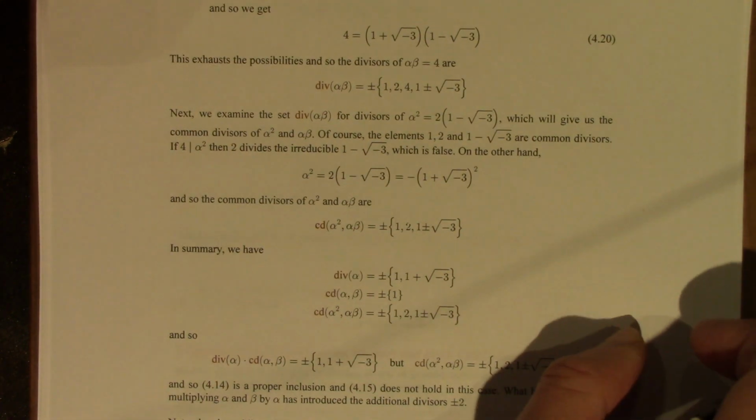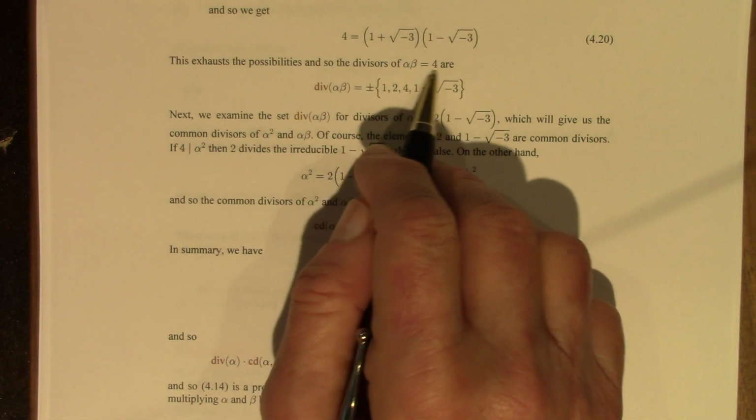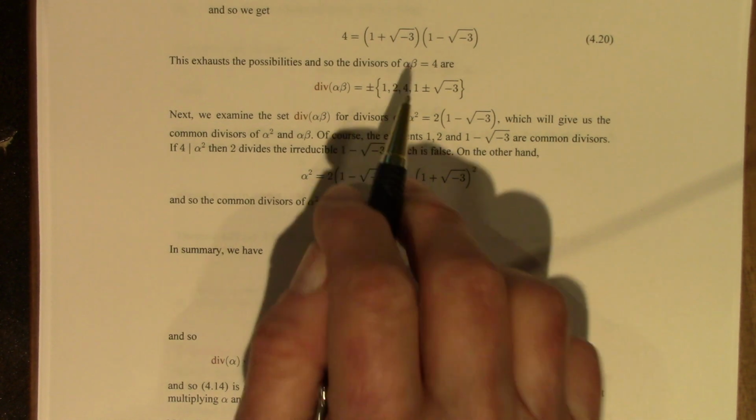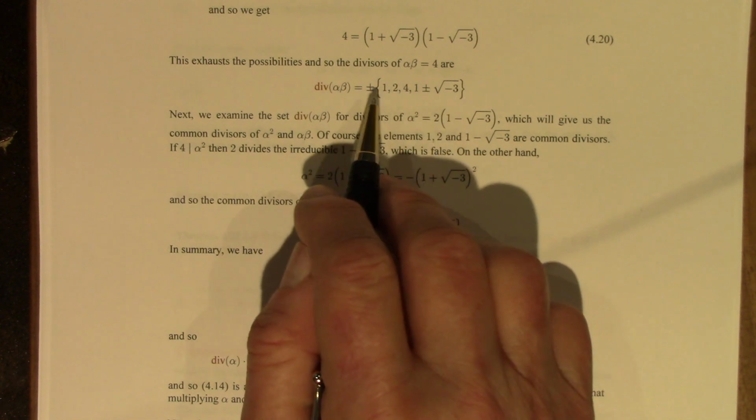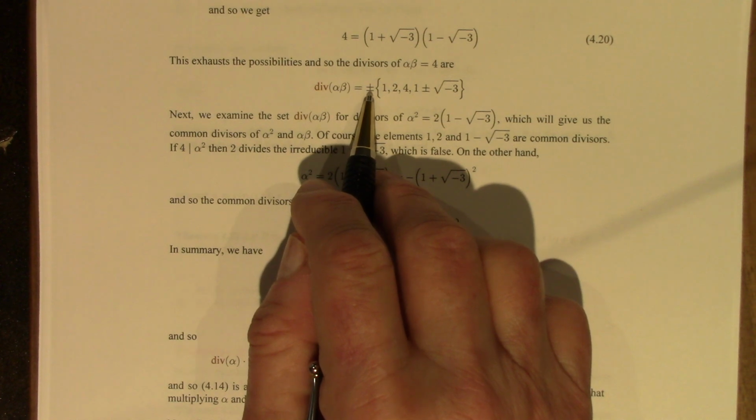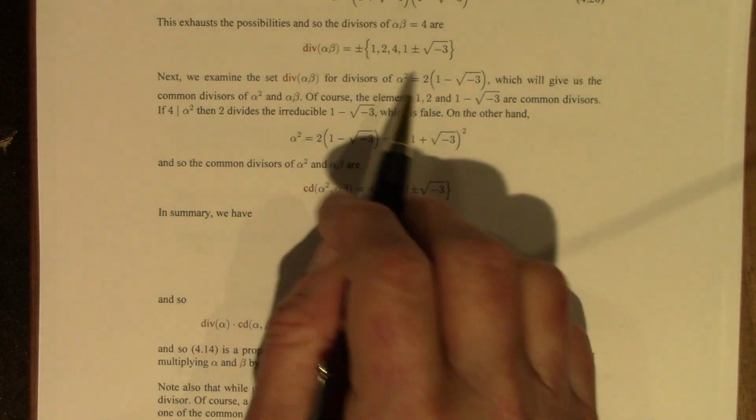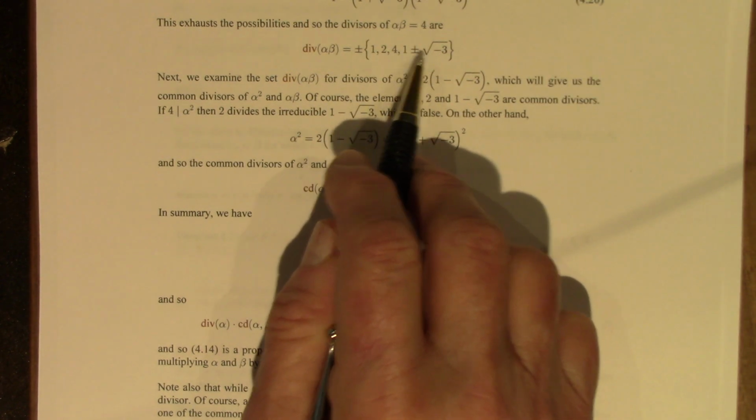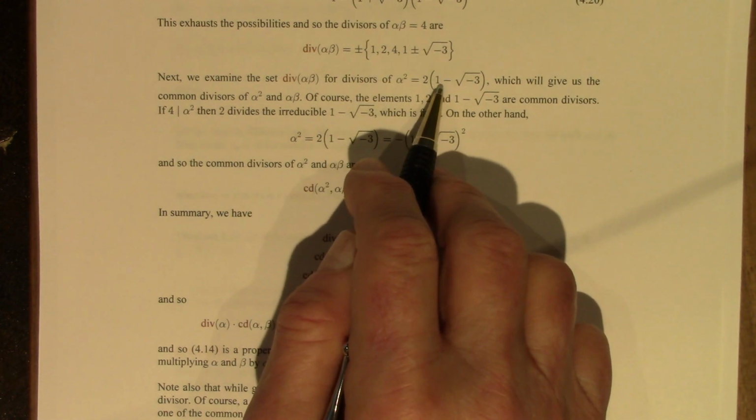So we've exhausted the possibilities, and we can collect the divisors of 4. 1, 2, 4, and 1 plus or minus square root negative 3, and then the associates of those, so that's why there's a plus and minus sign here. Now we need to examine these divisors for divisors of alpha squared. That will give us the common divisors.